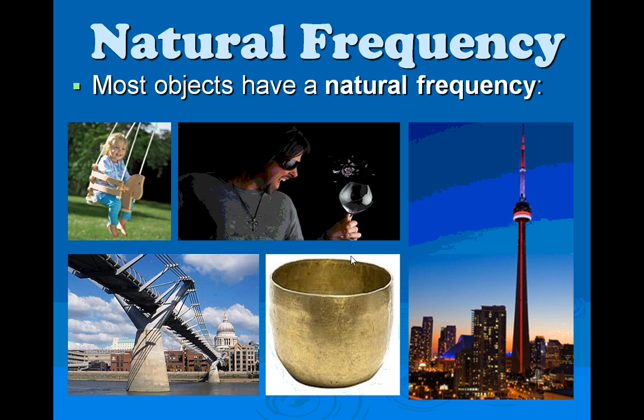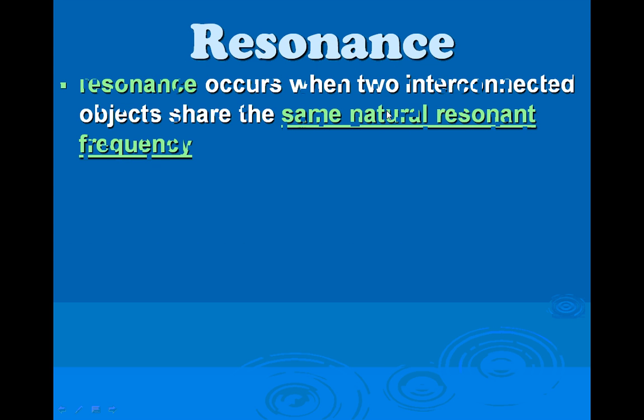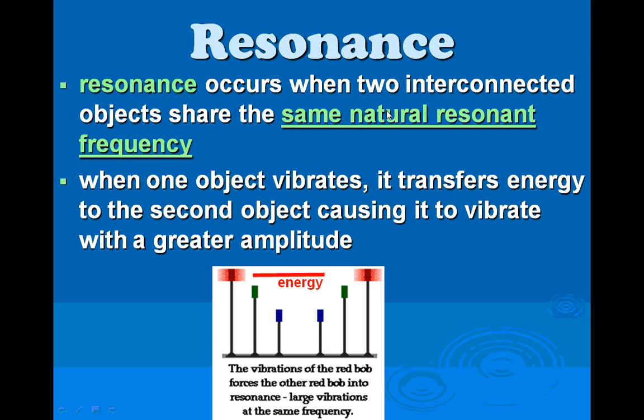Now, almost any object has a natural frequency. You have a swing, a glass, structures like bridges or buildings. You have to be careful when designing structures that you don't have unnecessary vibration because of this natural frequency. You don't want buildings and bridges to sway, for example. So something to keep in mind is what we call resonance.